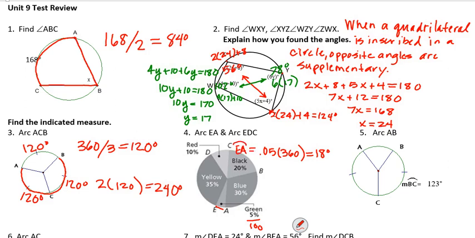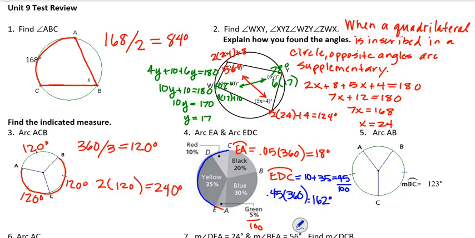Then we're looking for arc EDC. Let's do it in a different color so we can see it. Arc EDC is this one out here. I notice that this one up here is 10, so we've got 10 plus 35, that's 45. Once again, we could divide that by 100 to make it a decimal, 0.45, times 360. And when I do that, I get that this one is 162 degrees.